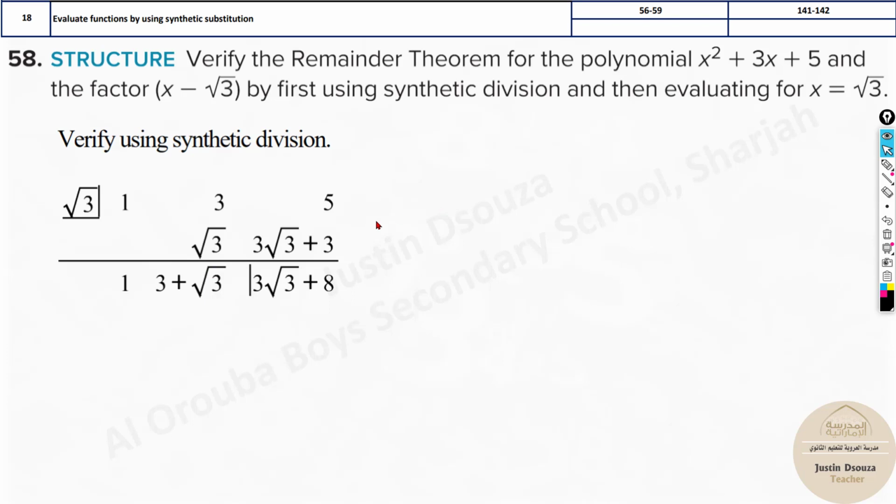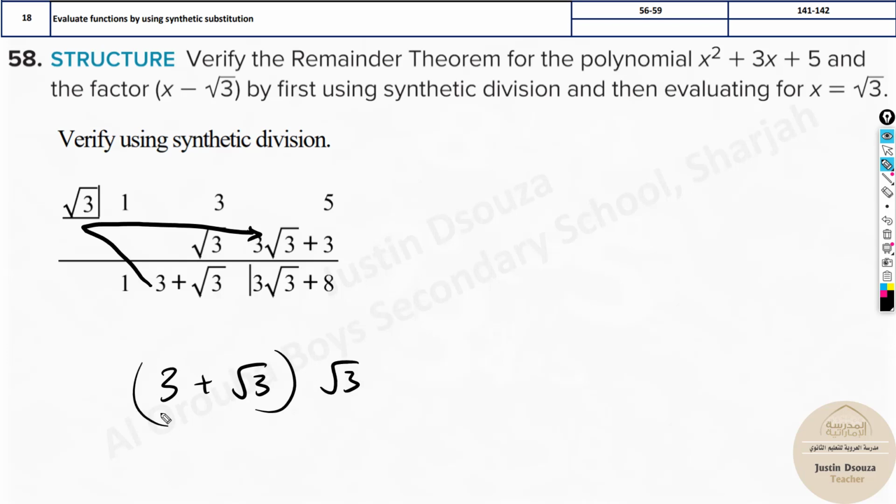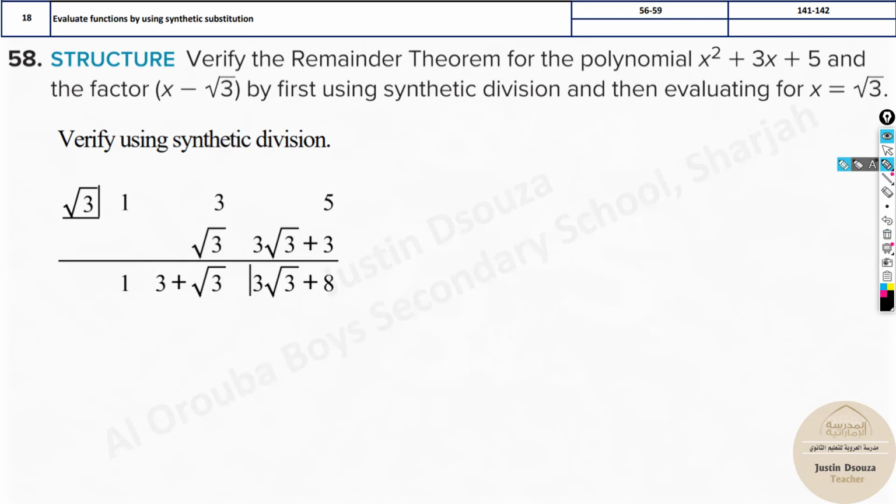Yeah, that's it. See, now if you're thinking what happened over here, I'll just make it clear. You're multiplying this over here and then writing it over here, right? 3 plus root 3 multiplied by root 3. What happens? 3 root 3 plus 3 over here, isn't it? Because 3 times root 3 is 3 root 3. So that's why we get this. And add the real numbers together. 5 plus 3 is 8.